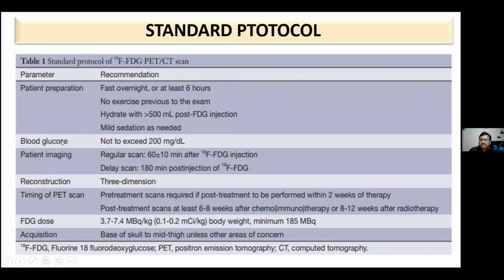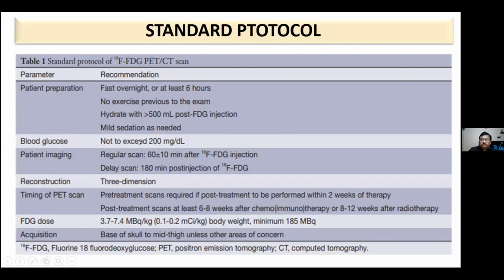Blood glucose is the same, should not exceed 200 milligram per deciliter. Now, blood glucose is not an issue in the pediatric population. Basically, pediatric diabetes and all those things are not very common. So we don't see this issue of blood glucose, which we see with adults. This is not very common in pediatrics. So if the child is fasting, we don't see this problem of blood glucose.